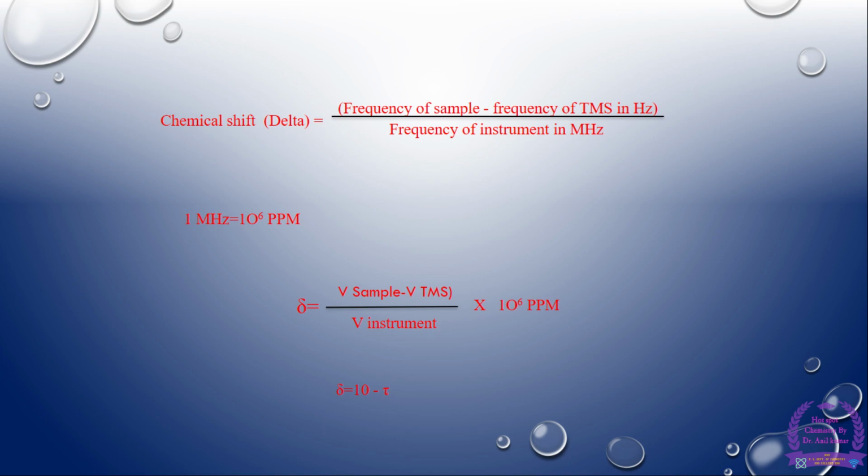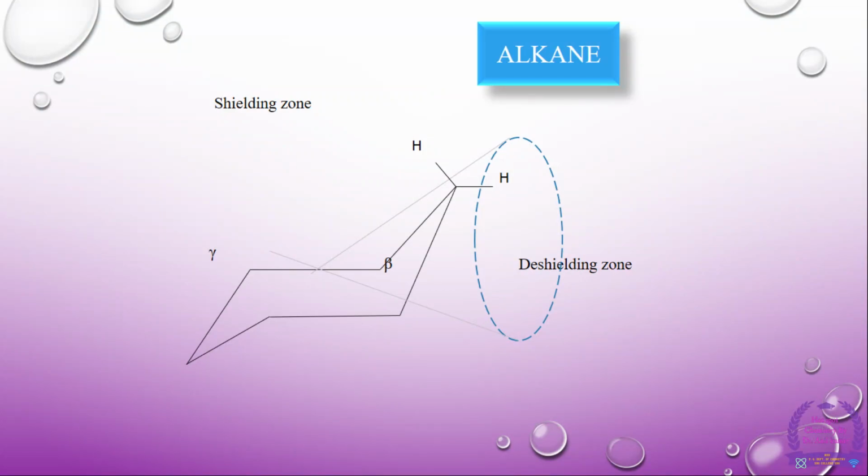1 megahertz is equal to 10 to the power 6 ppm, and delta is equal to V sample minus V TMS by V instrument into 10 to the power 6 ppm. That is, delta is equal to 10 minus tau. And this is clear from the example of alkane. There is a shielding zone, and the dotted blue line is the shielding zone.